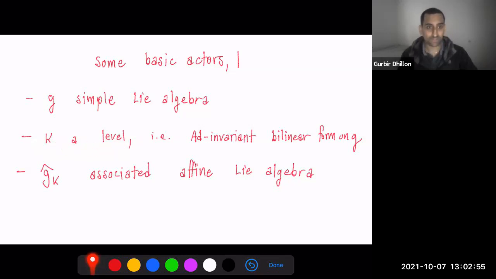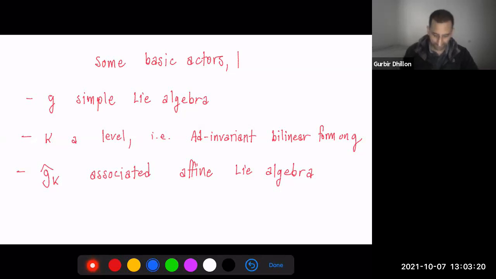You can either think of it as some complex number in the standard way, or the way I'm going to write it, I think of it as an adjoint invariant bilinear form on the finite dimensional Lie algebra. So just some scalar multiple of the Killing form. And so to these two pieces of data, you can associate the affine Lie algebra G hat kappa.